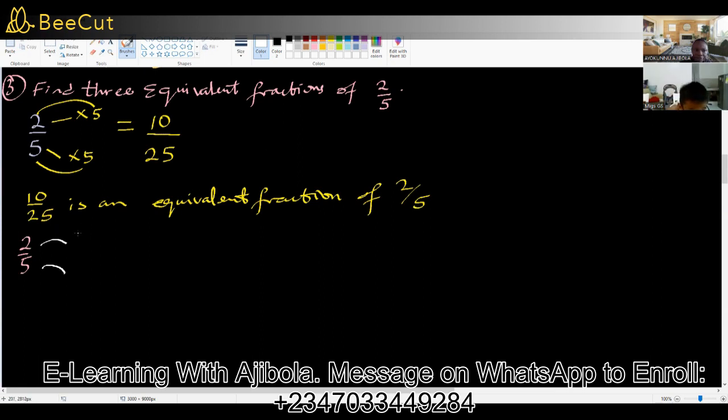You should use 5. I have used 5. Can you see it here? So should I use 3? Let's use 3, okay? So multiply by 3 and multiply by 3. Please look at this. What will be my answer here?